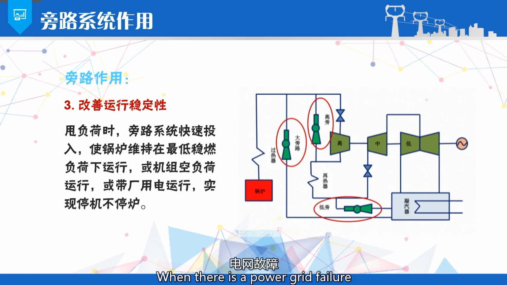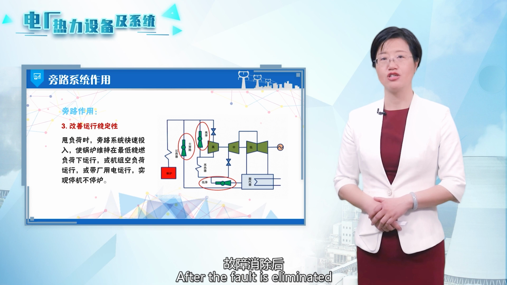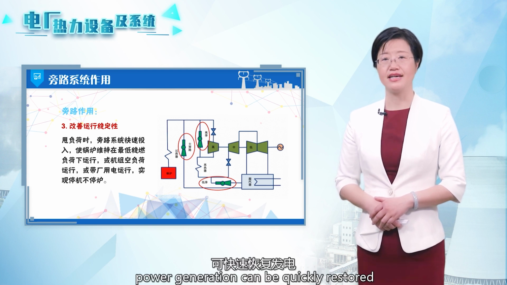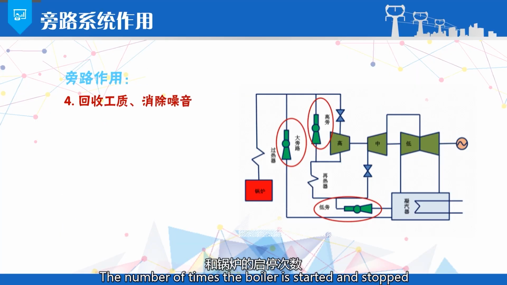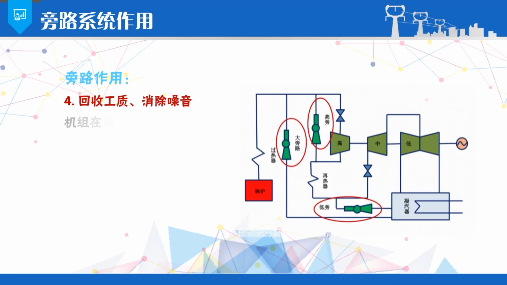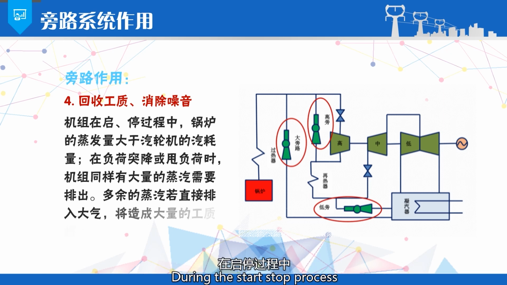When there is a power grid failure, or when the turbine is running at load shedding, there is a large amount of remaining steam. Quick commissioning of the bypass system keeps the boiler running at the lowest stable combustion load, or the unit operates at no load with factory power supply, realizing a shutdown of the turbine without shutting down the furnace. After the fault is eliminated, power generation can be quickly restored, thereby reducing the downtime of the unit and the number of times the boiler is started and stopped. It also has the function of recycling working fluid, and eliminates noise during the start-stop process.